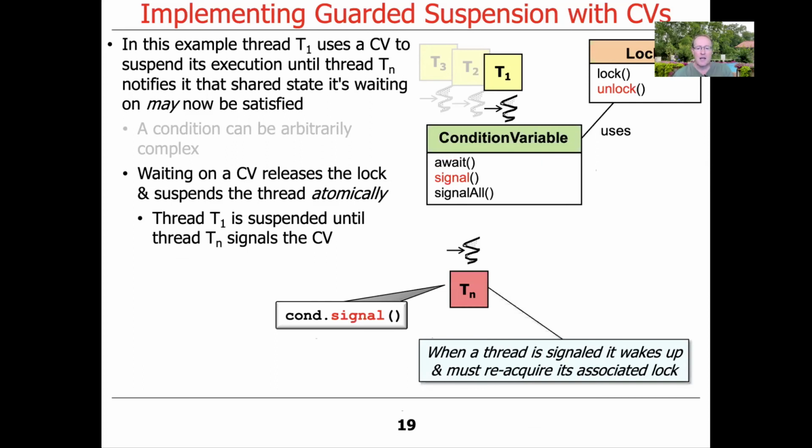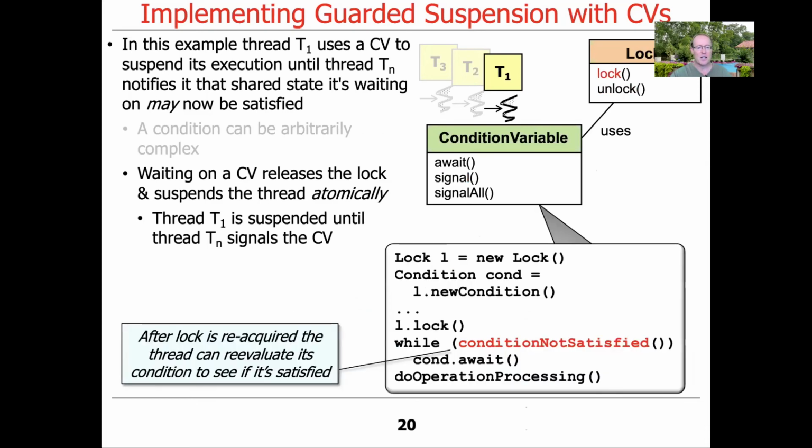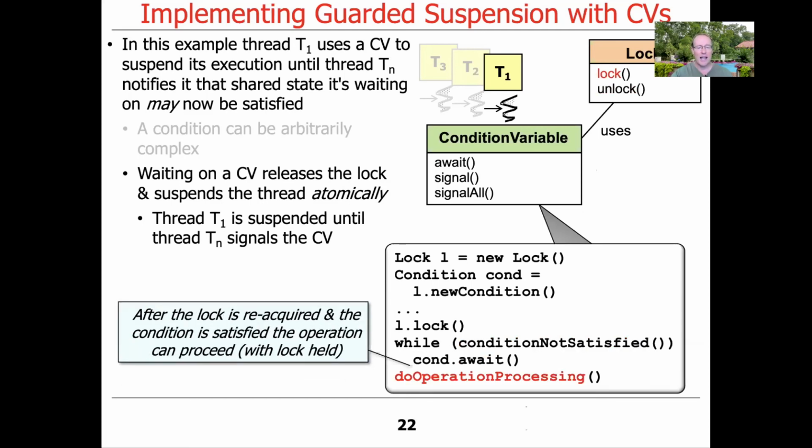liking. So when the condition is signaled by thread Tn, it will cause the thread that's blocked to wake up, and it will automatically reacquire the lock. That's all done by the condition variable implementation itself. After the lock is reacquired, then you can go back and check the condition, and this will happen over and over again until we finally get the condition to be satisfied, at which point we can then go ahead and do the operation processing that's protected by the guarded suspension pattern.